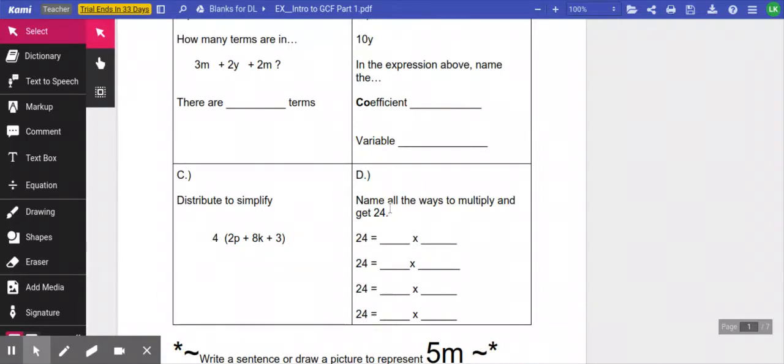And D, name all the ways to multiply and get 24. Make sure that they're different numbers, not just turnaround facts. All right, pause the video and get started, then check your answers.